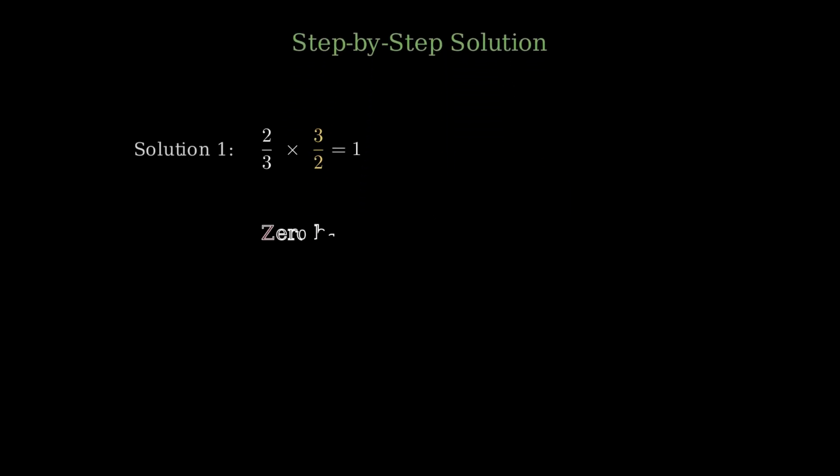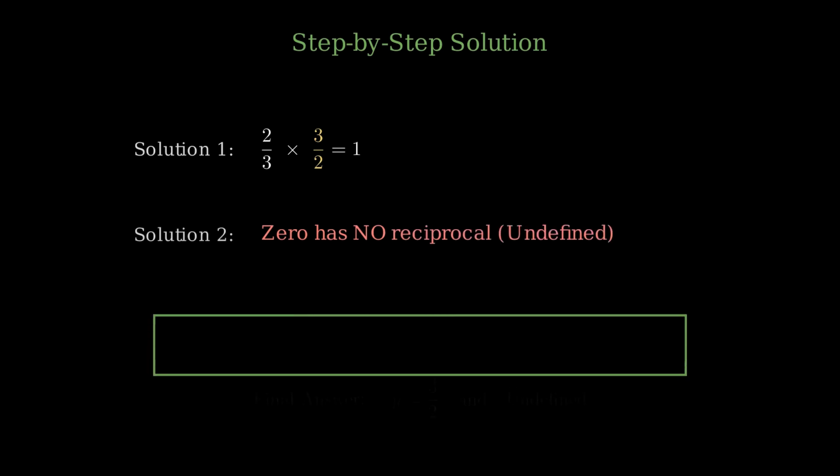Here is the solution. For question 1, when a number is multiplied by its reciprocal, the result is 1. The reciprocal of 2 over 3 is obtained by flipping the fraction, which gives us 3 over 2. For question 2, as we learned before, 0 has no reciprocal because you cannot divide by 0.